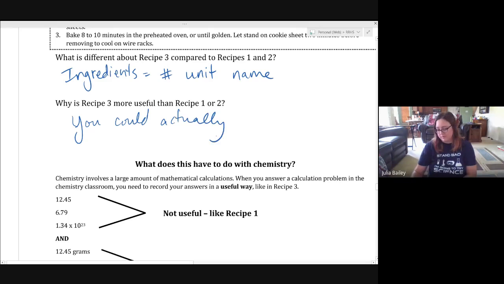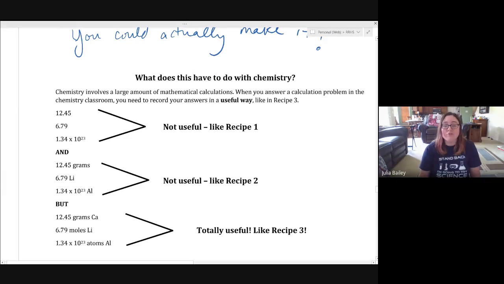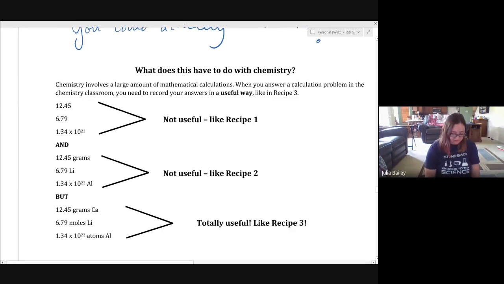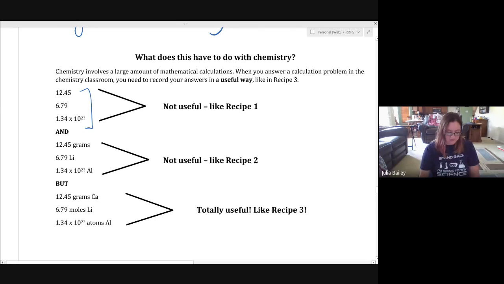So the next question is, what does that have to do with chemistry? Chemistry involves a large amount of mathematical calculations. And when you answer a calculation problem in a chemistry classroom, you need to record your answers in a useful way, like in recipe 3. If you're just giving me 12.45 or 6.79 or 1.34 times 10 to the 23rd, that is not useful. If you are giving me 12.45 grams or 6.79 lithium or whatever, that's still not useful. That doesn't tell me enough.